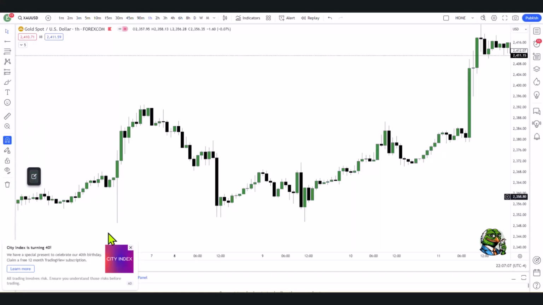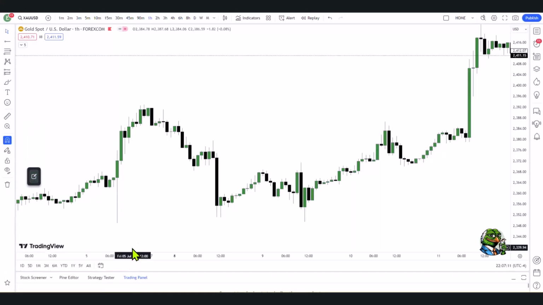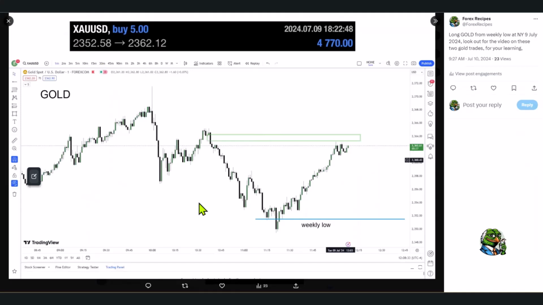In today's video, I want to walk you through a trade that I did earlier in the week, and it's quite an easy trade if you understand the setup. The trade that I'm referring to is this trade that I posted on my Twitter profile at Forex Recipes, and it was done on Tuesday last week, Tuesday the 9th of July.